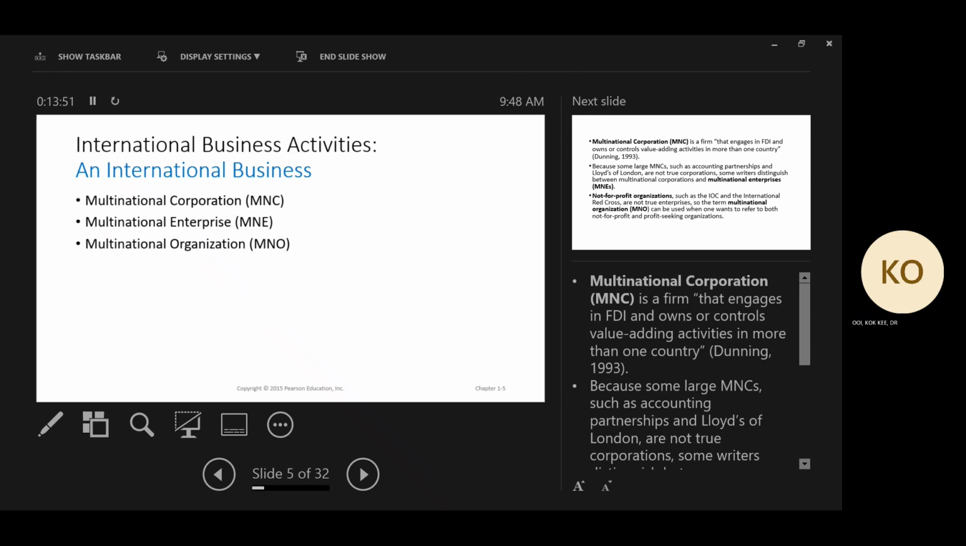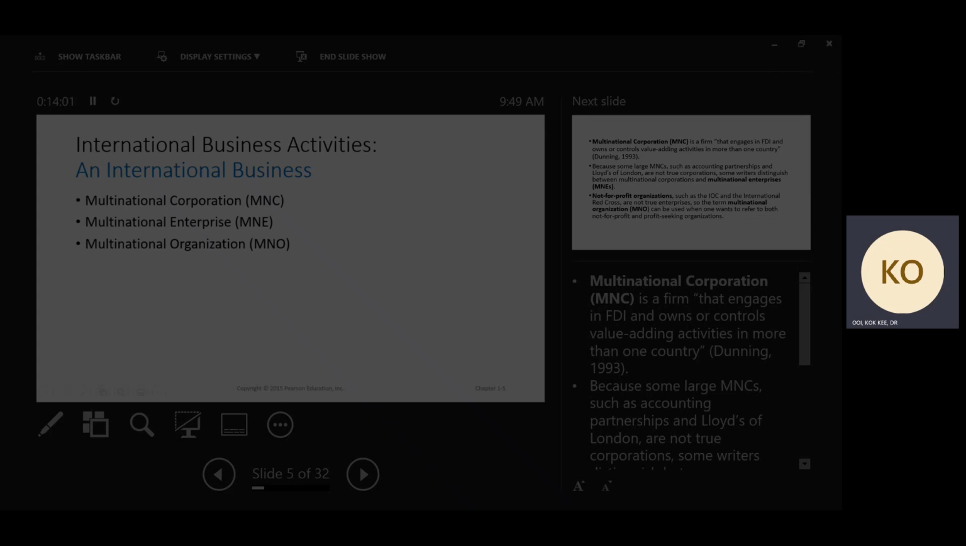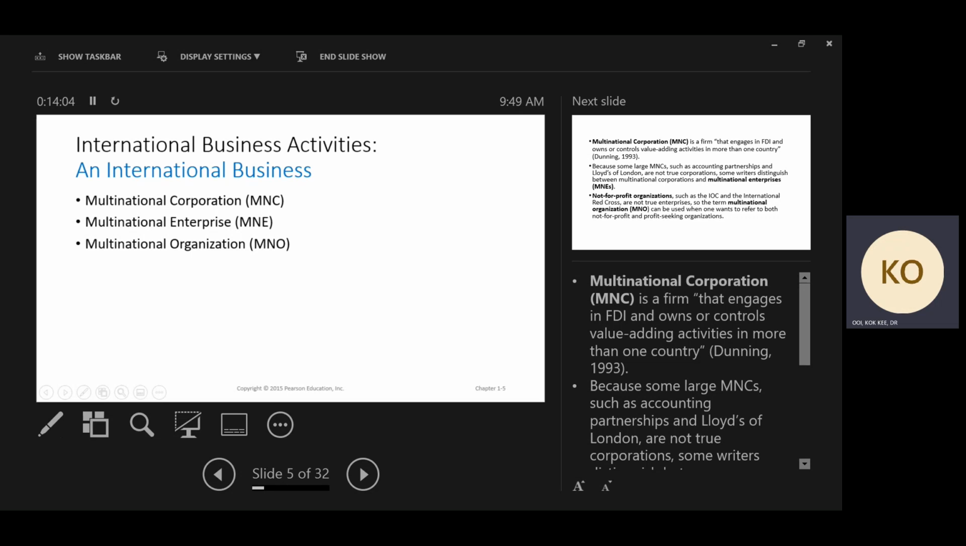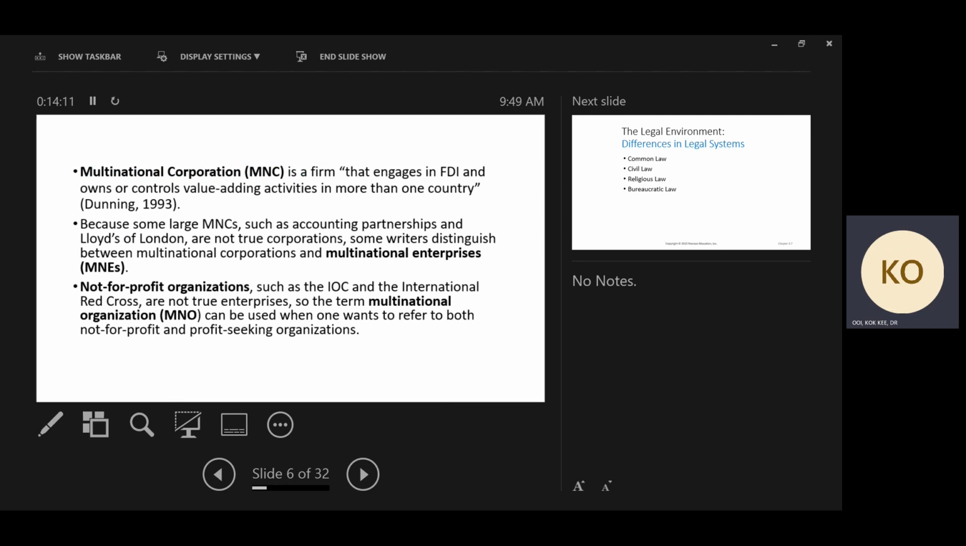So in international business, there are different names. One of them is multinational corporation, multinational enterprise, multinational organization. For example, what do you mean by multinational corporation? It involves FDI, foreign direct investment. Foreign investors come in with money. They may buy the land, build the factories, bring in the machinery. They do everything here in Vietnam. They are the multinational company, corporation.